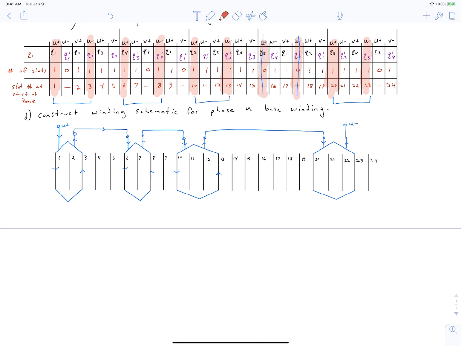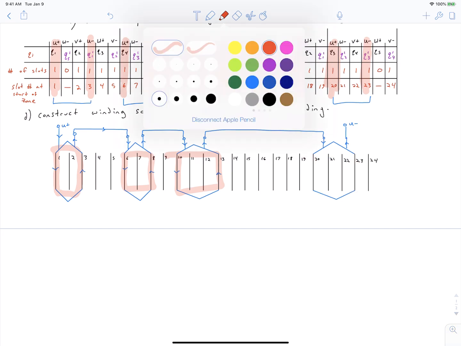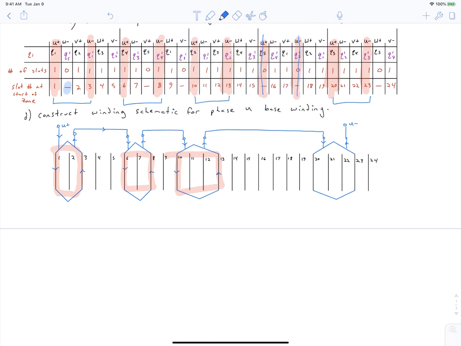And notice that the first 2 coils have a span of 2 slots, while the last 2 coils have a span of 3 slots. And we can see why this happened, because if you look at the table, you can see that in the first 2 coils, we skip a zone within their span. Well, in the last 2 coils, we do not skip any phase zones within their span.